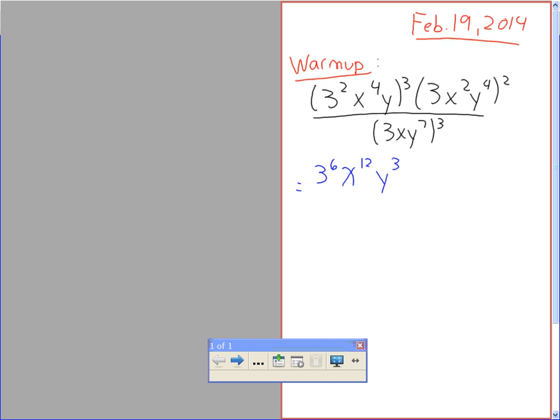Okay, good. Now, if you're not sure what happened there, please raise your hand and be honest here, so I know not everyone understands it. All that happened here is we multiplied the exponents outside the bracket by everything inside. 3 squared means there's 2 3's. There's 3 sets of those, so there's 6 3's. So we just did 2 times 3, which gives you 6.